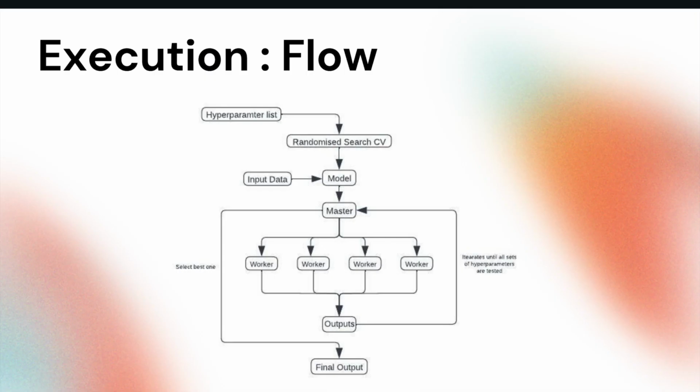Our algorithm is an iterative one, in which in each iteration a set of hyperparameters is sent for training, and this training takes place on multiple worker nodes. And once all iterations are done, it compares and finds the best set of hyperparameters and prints the result. We use randomized search CV for sending the hyperparameters.